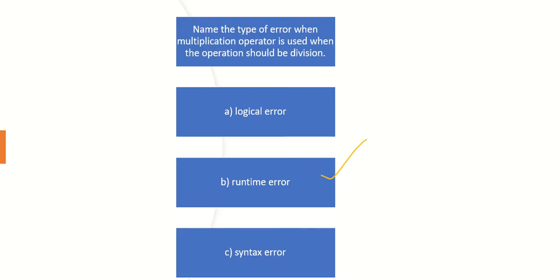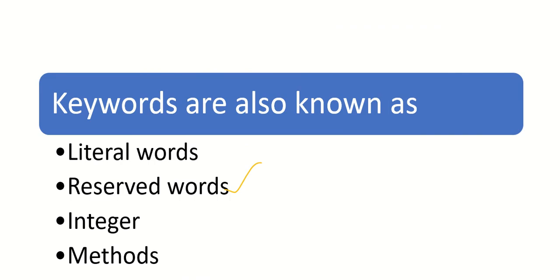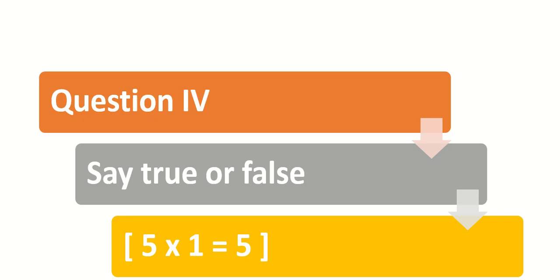Okay, name the type of error when the division by zero operator is used. It is due to the runtime error. During the runtime only, it will show you the error. So it is a runtime error. Keywords are also known as reserved words in Java. So go through all these definitions.